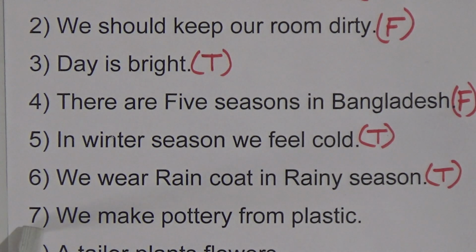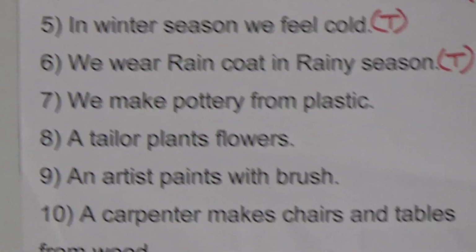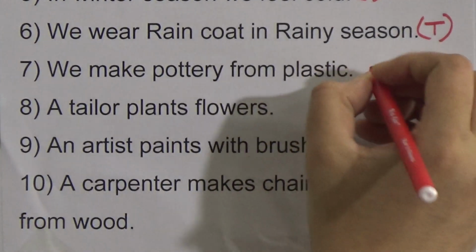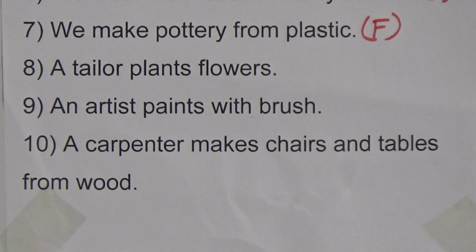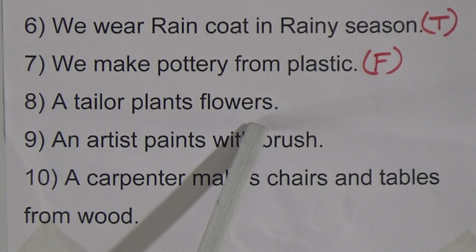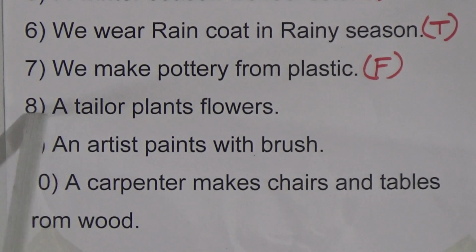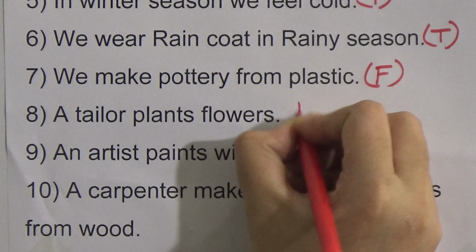And 7 number, we make pottery from plastic. No, this statement is false. We make pottery from clay. So we will write here F again. And 8 number, a tailor plants flowers. No, this statement is also false. We will write here F.